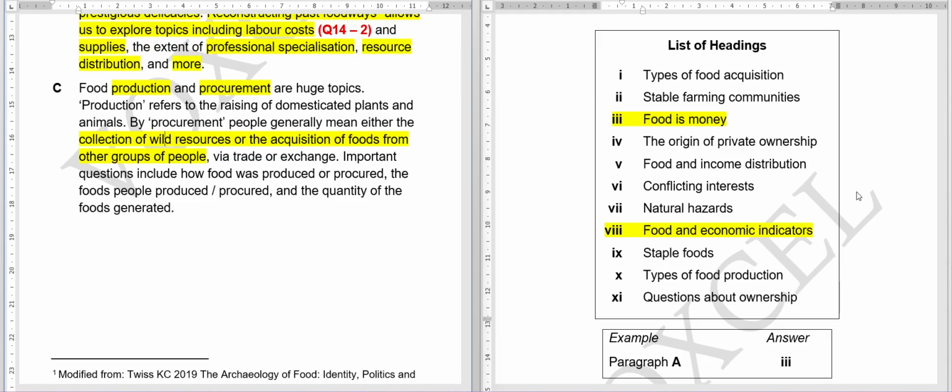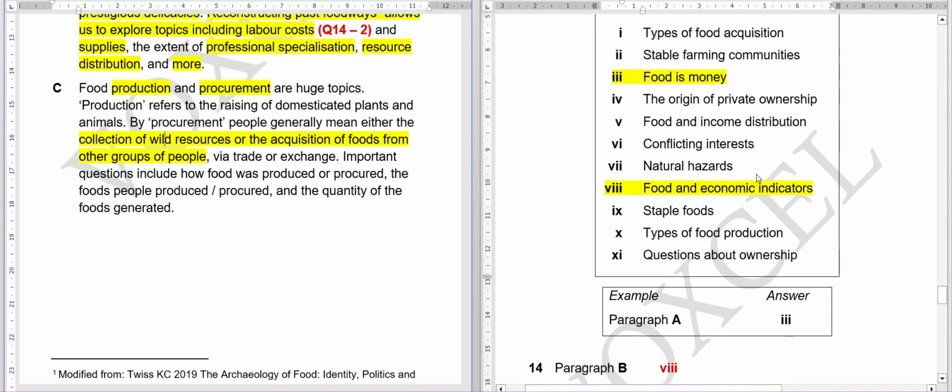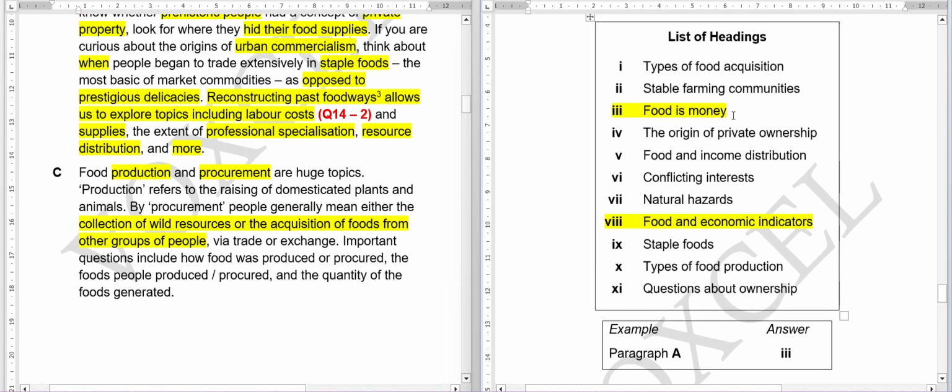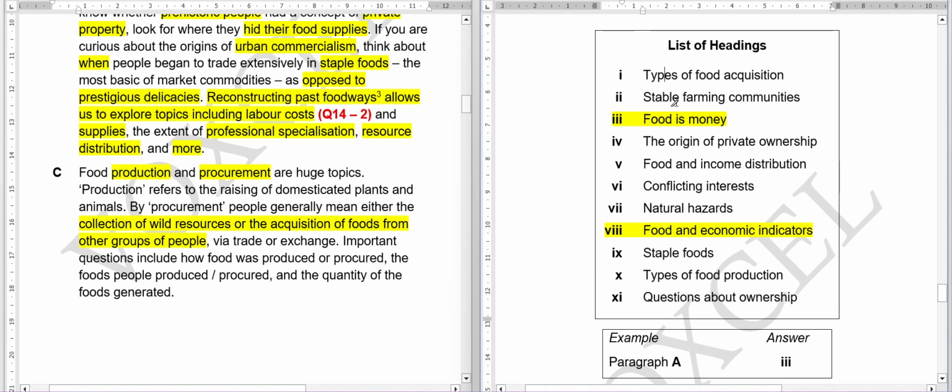Okay, time's up. Let's read the options together. First, types of food acquisition. Can this be our answer? Yes. In fact, it is our answer. The first option is saying types of food acquisition. Where is it written, where are the types of food acquisition? Yes, here.